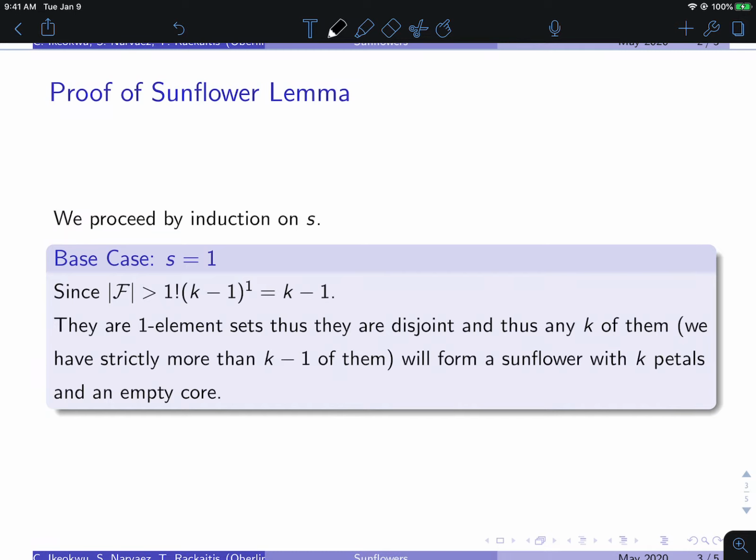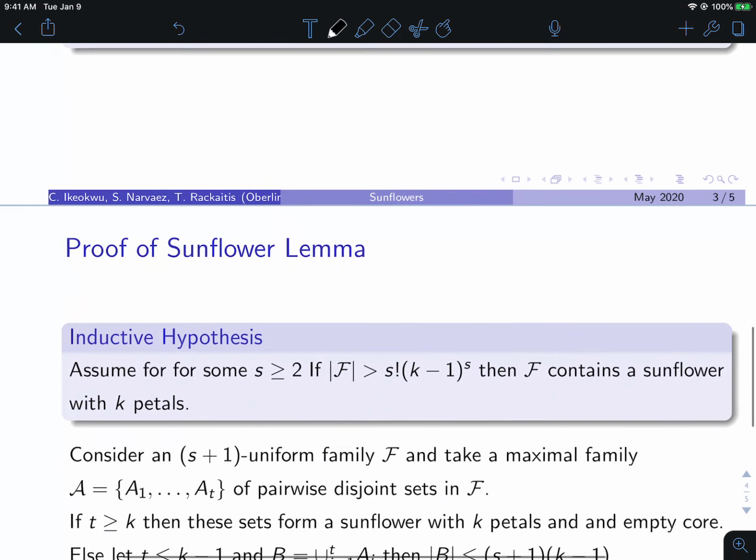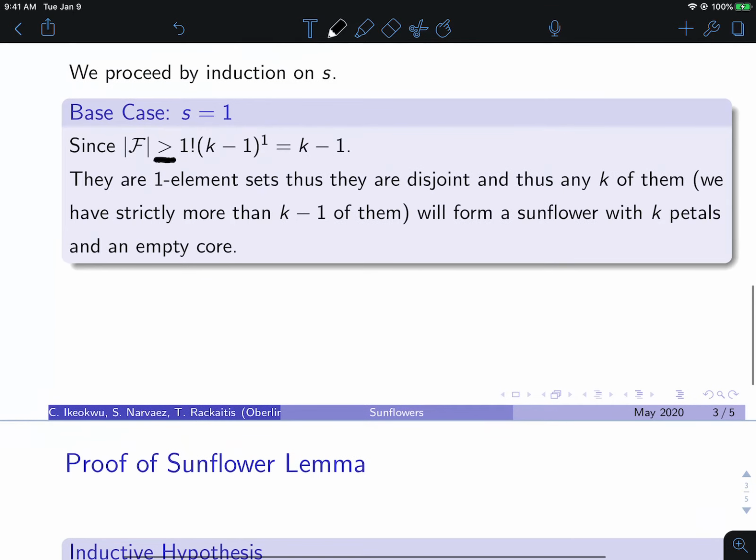For the base case, we have S equals 1. Since the size of F is greater than 1 factorial times (K minus 1) to the 1, which is just K minus 1, and they are all one-element sets, which are either disjoint or the same set, any K of them, since we have at least K of them, will form a sunflower with K petals and an empty core, which is the empty set. And so the base case holds.